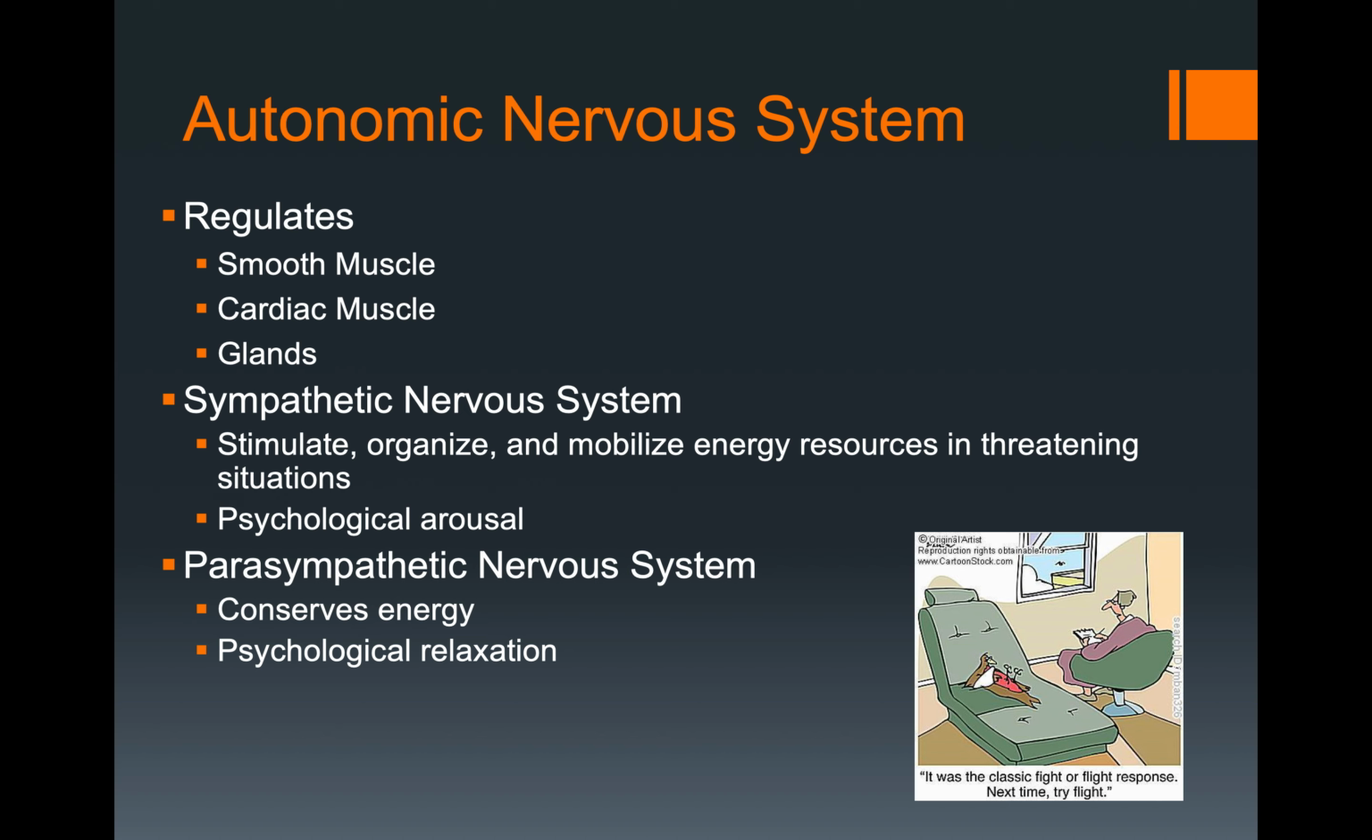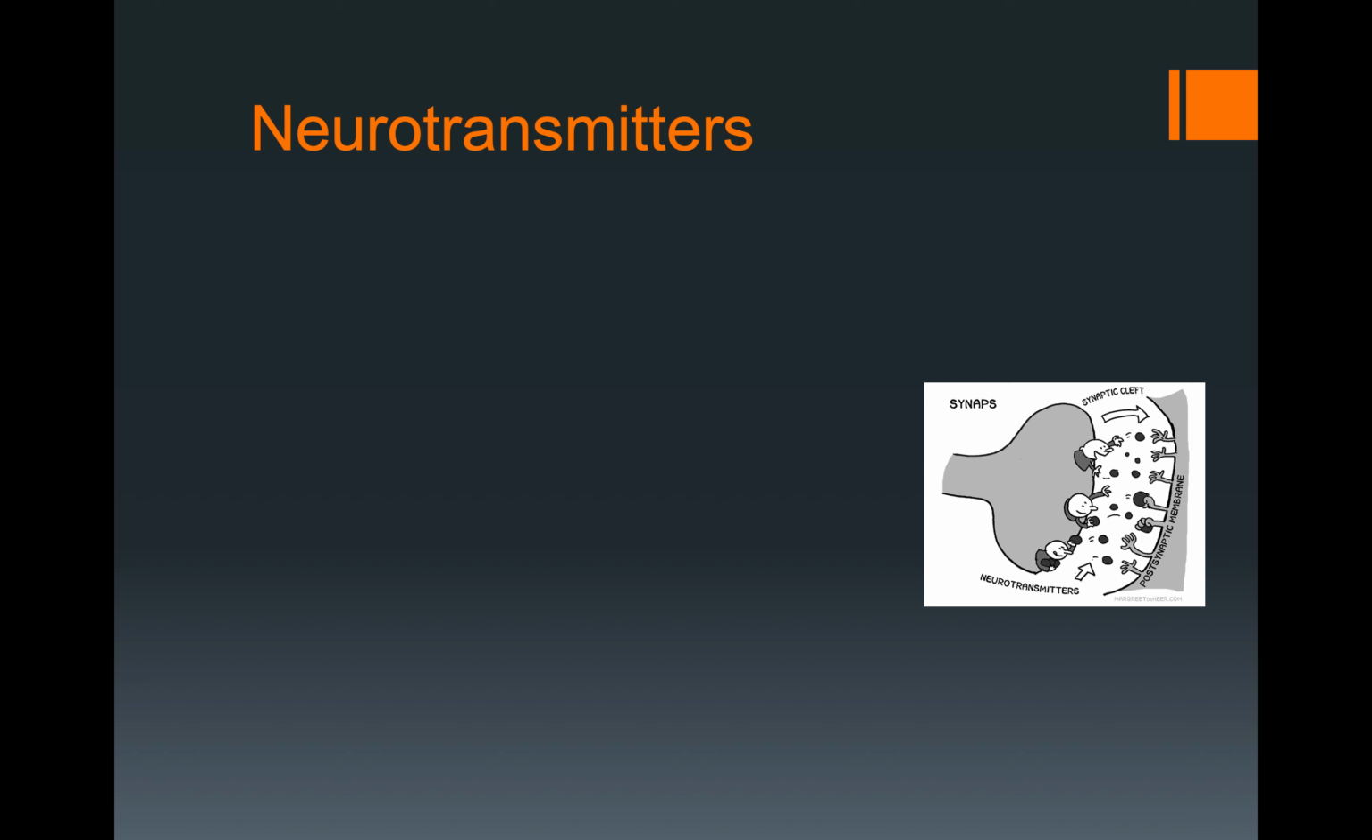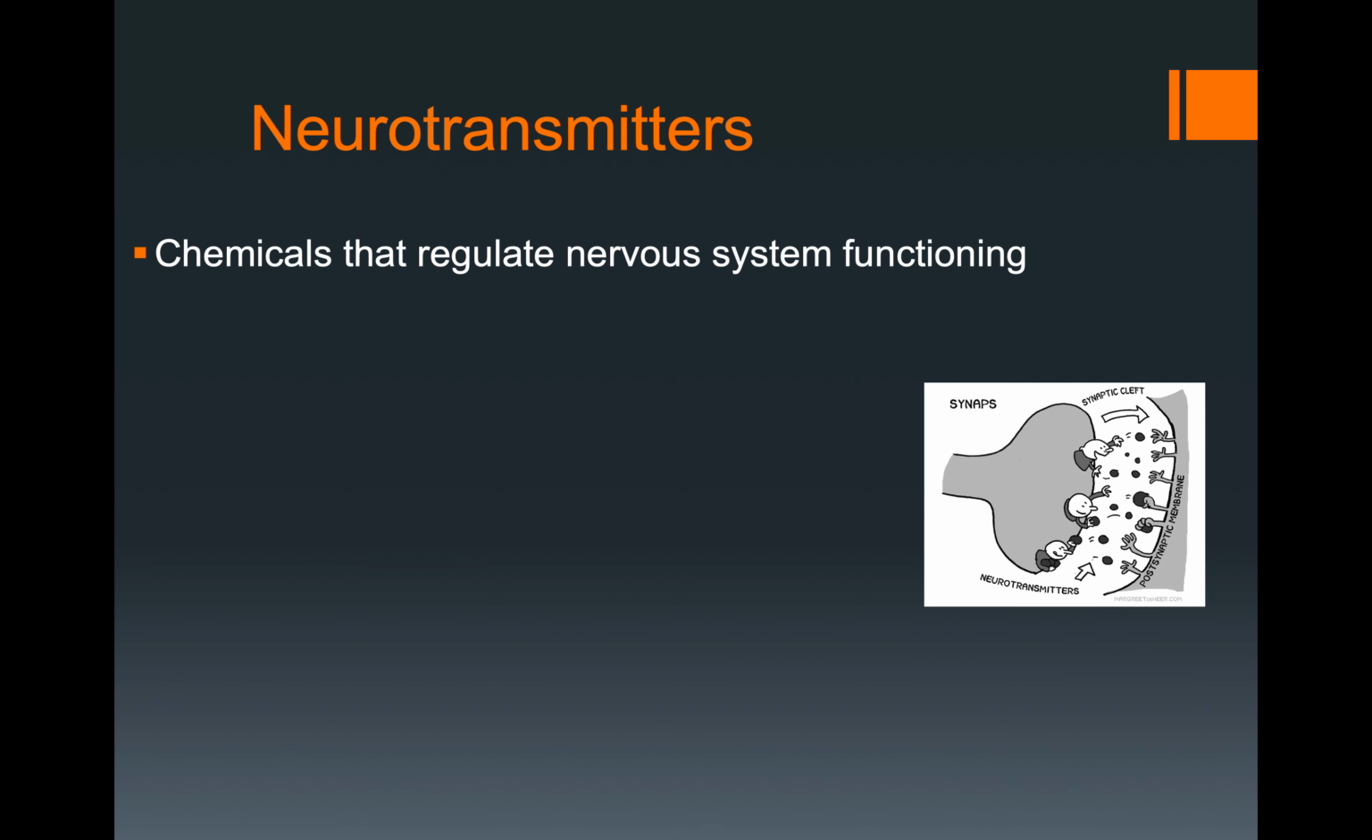So organs are constantly receiving input from both the sympathetic nervous system and parasympathetic nervous system. It's just about which is more active at a given time that determines the pattern of activity and the effects that you see. So part of the effects of the sympathetic nervous system are accomplished by the release and action of neurotransmitters. Neurotransmitters are chemicals that regulate nervous system functioning.